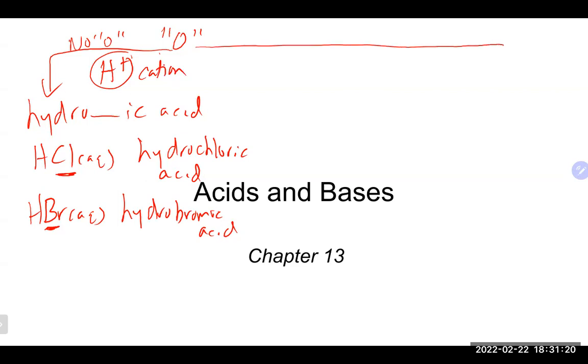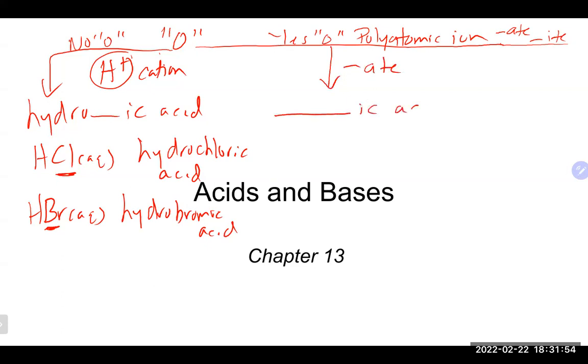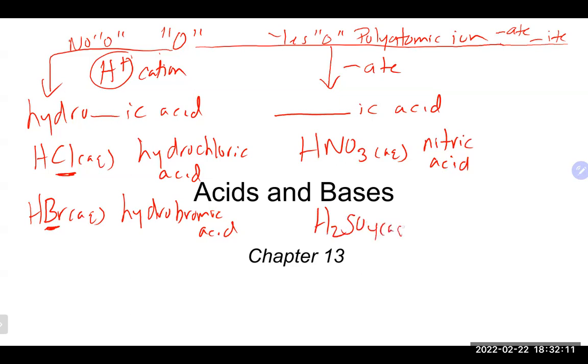In all cases, the anion is something different. If your acid has oxygen, it will usually have one thing in it, and that is everybody's favorite thing, the polyatomic ion. Those polyatomic ions typically end in ate or ite. If your polyatomic ion has oxygen and it ends in ate, your acid is something ic acid, like HNO3. NO3 minus is nitrate, so this is nitric acid. H2SO4: SO4 2 minus is sulfate, so this is sulfuric acid.